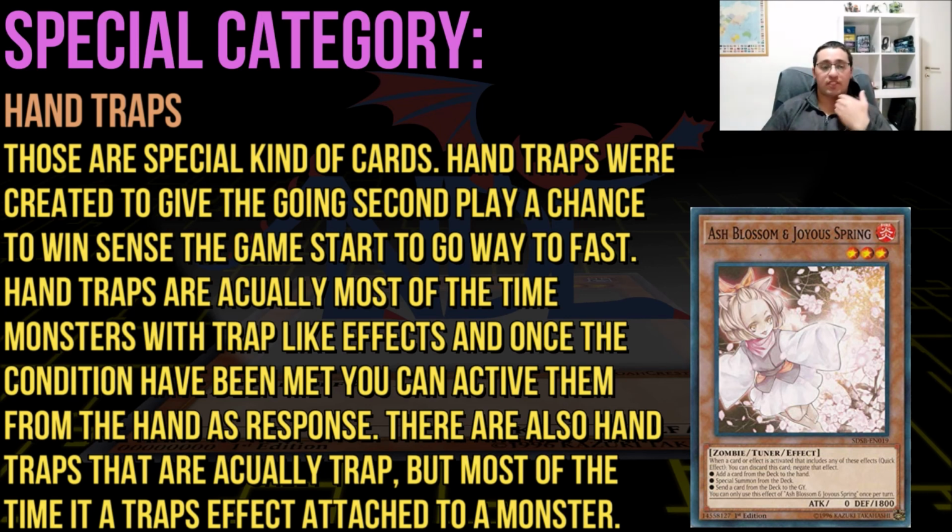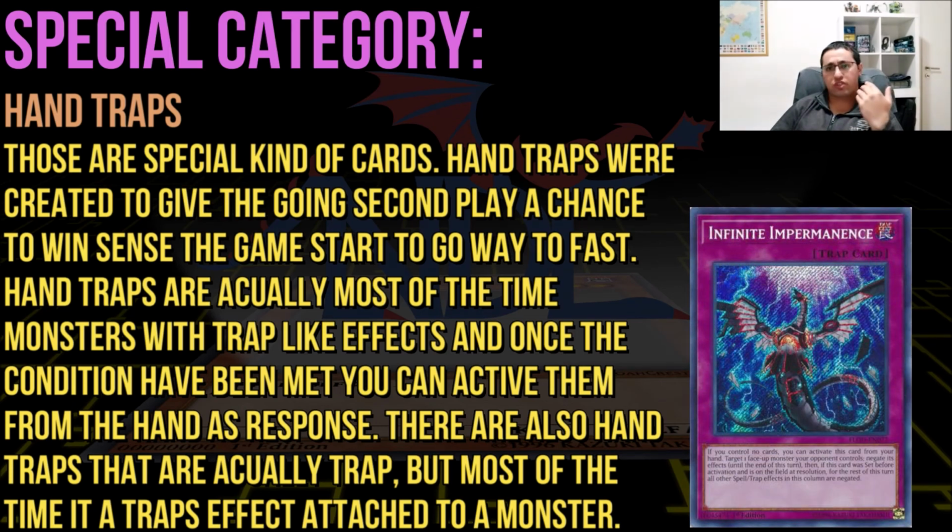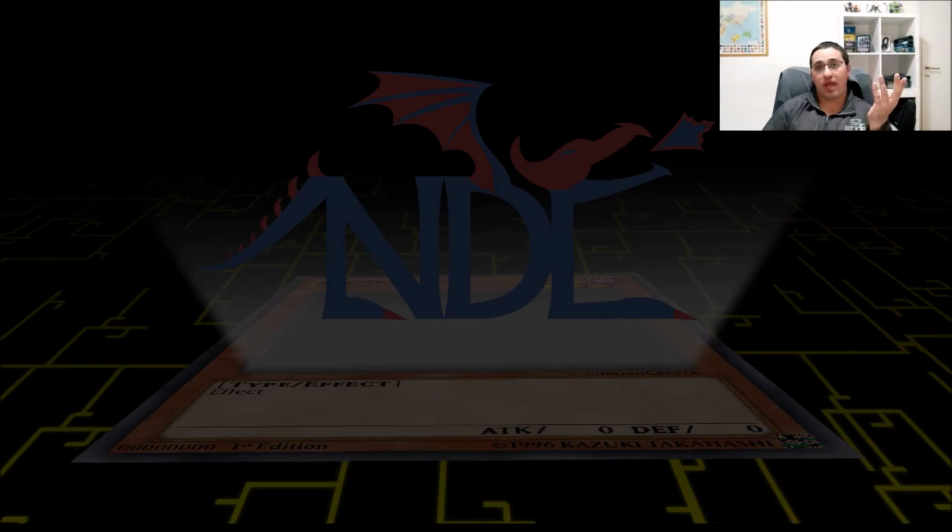Basically, the point of hand traps specifically is to give the second-going player an advantage against the first-going player. Most of the time in modern-day Yu-Gi-Oh!, the games have turned very, very fast, so hand traps are a necessary evil, and you can see decks running from 3 to 15 hand traps in most traditional decks, basically. So hand traps are very, very important. Most of the time, like I said, they're attached to a monster and are kind of like a trap effect, but some hand traps are actual traps, like Infinite Impermanence, which is an actual trap that can be activated from hand. But that's pretty much it for traps.